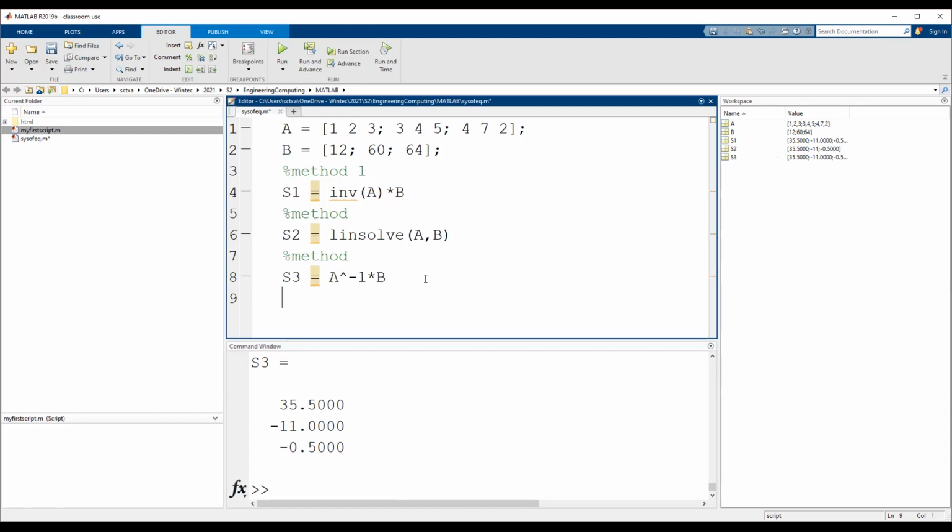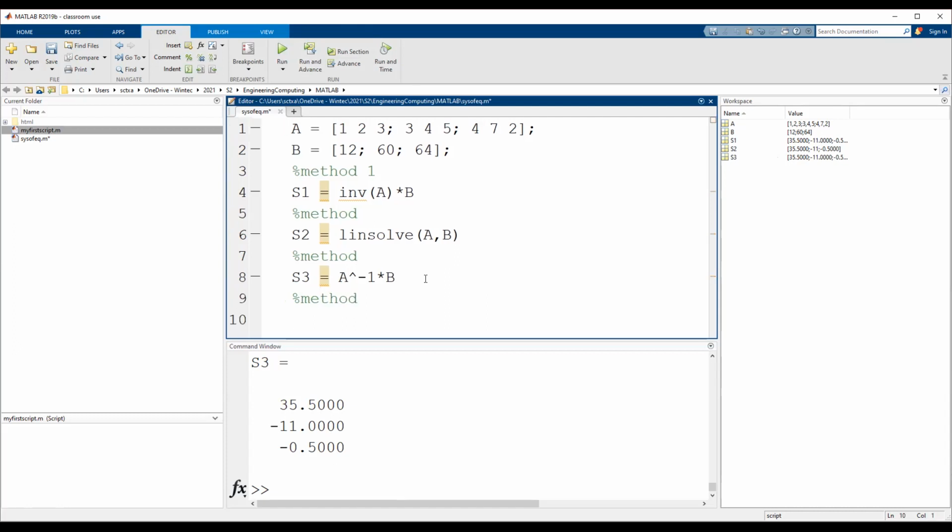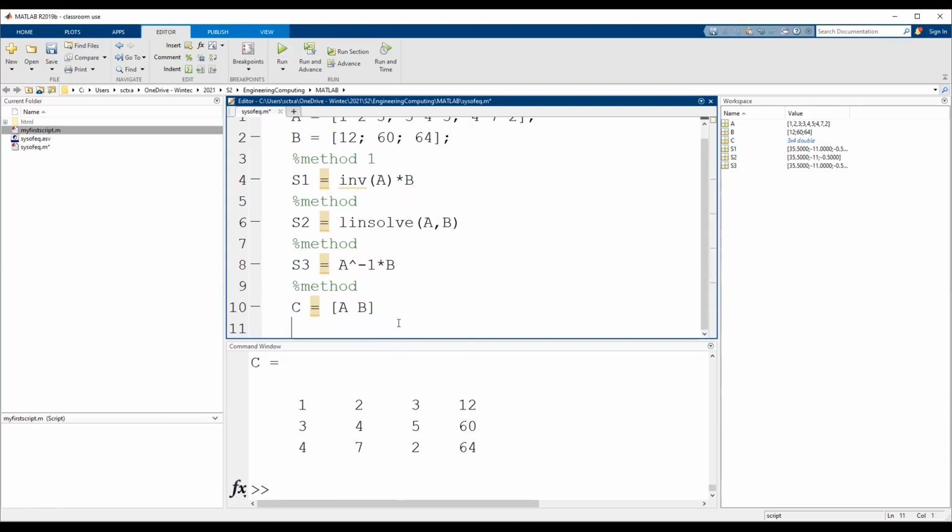Now, next one. We can solve this by using row echelon form. I can, let's say, just merge matrix A and matrix B like this. Now if you execute this one, you will see it will generate a matrix like this. All what we did is we put this output matrix along with the coefficient matrix. Then we simplify it to row echelon form.